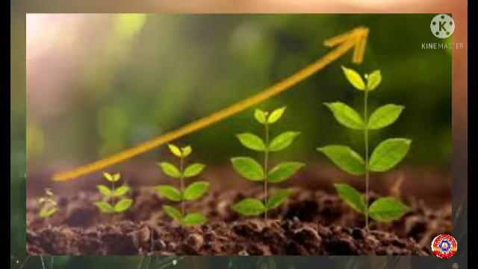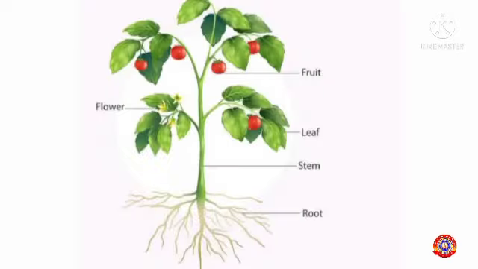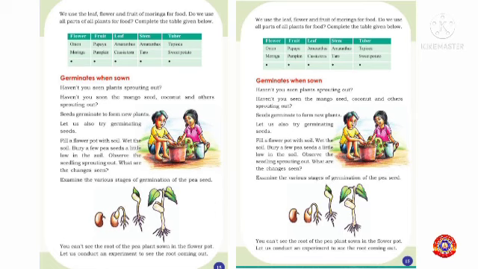For growth, plants use the food prepared in their leaves. And the remaining food is stored in different parts of the plant, like stem, root, flower, and fruit. And we use most of these plant parts as our food. Okay, my little ones, did you understand? So let's see some examples of plants in which food is stored in flower, fruit, leaf, stem, and root.